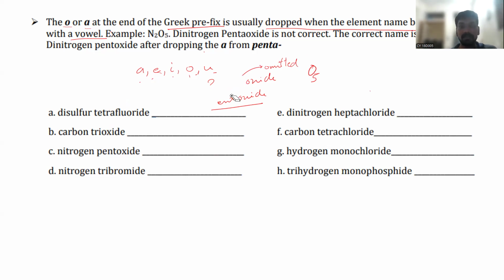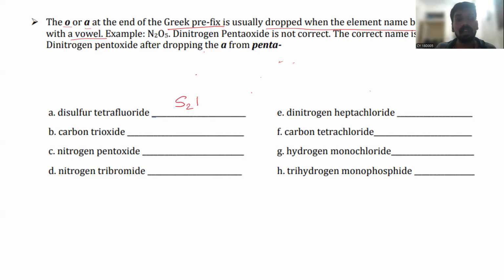Now here are some examples. Disulfur tetrafluoride is quite easy to name. You just write S2F4. Disulfur means 2 sulfur, tetrafluoride means F4. Carbon trioxide. So carbon is single, oxide is 3, trioxide, 3 oxygens. Nitrogen pentoxide is NO5. It is nitrogen, not dinitrogen. Nitrogen tribromide, so it will be N and bromine 3, Br3.